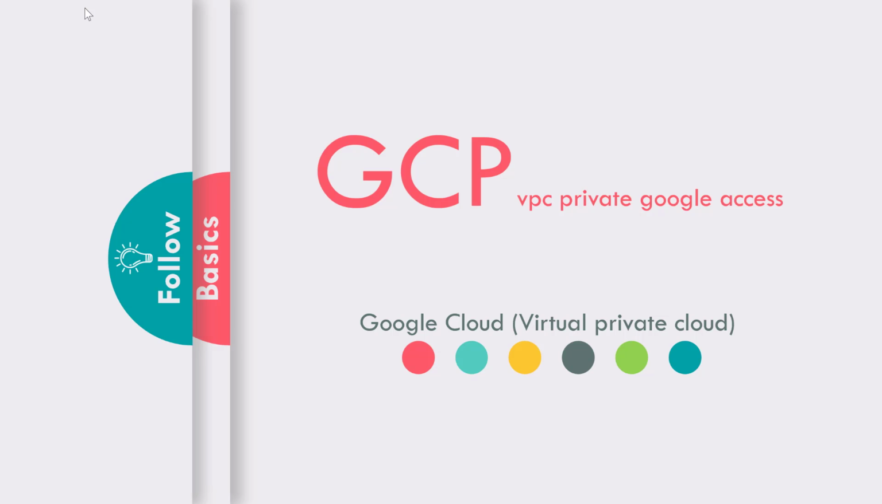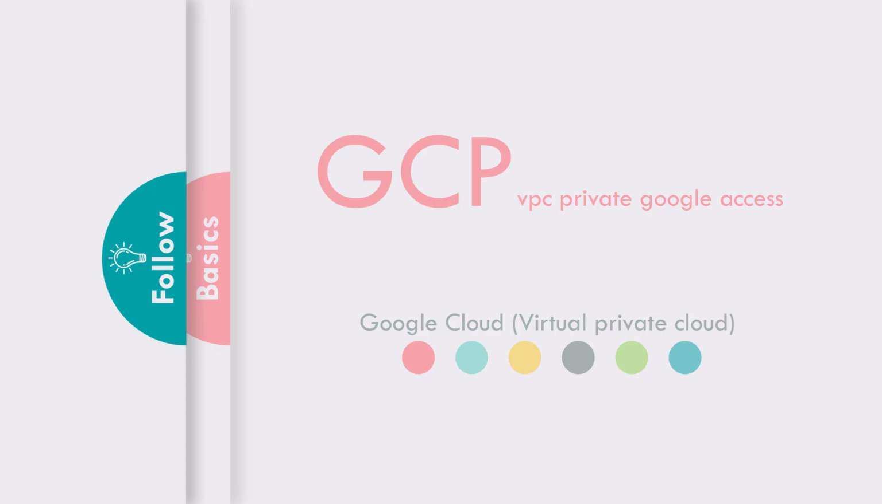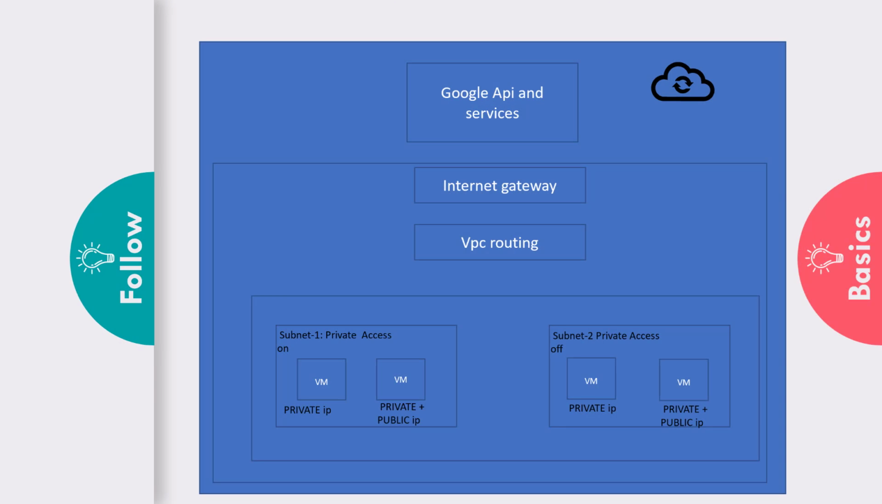Hello folks, this is going to be a lecture on VPC private Google access. So here I have two subnets, subnet 1 and subnet 2, and subnet 1 has private access enabled and subnet 2 has private access disabled.